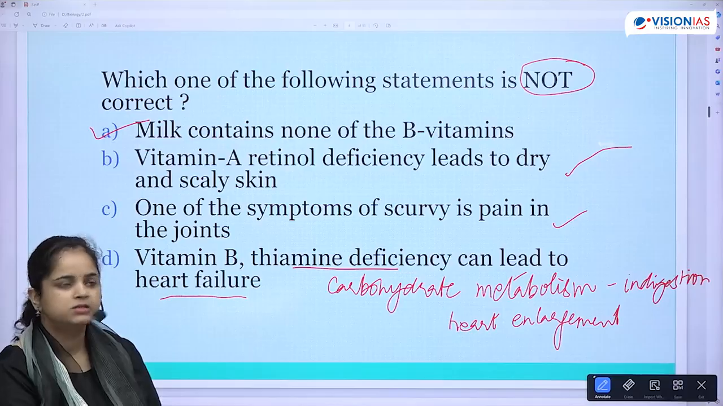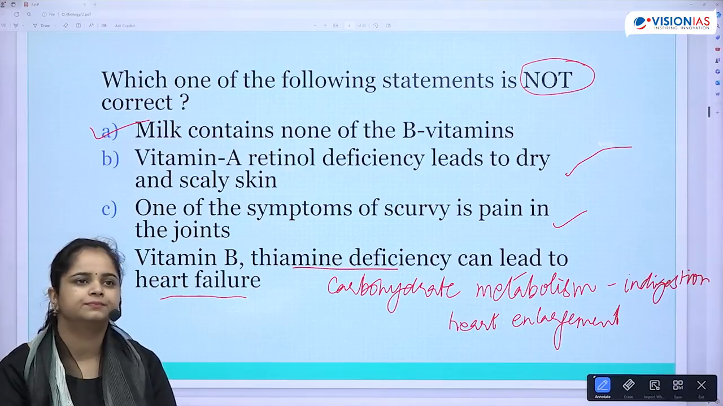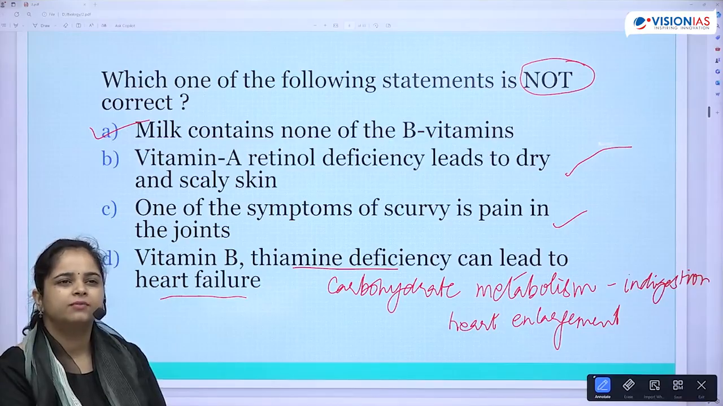ठीक है. So answer is A. How vitamin B? अच्छा.